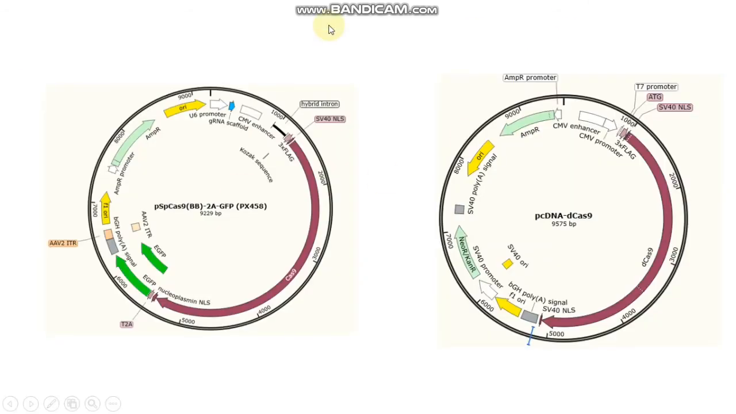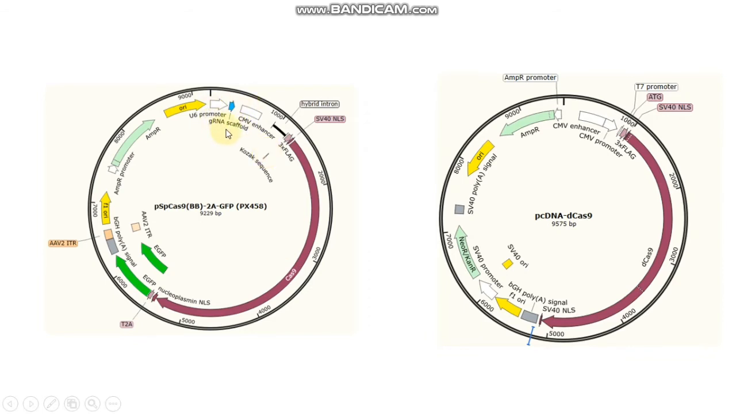So here is the plasmid that people normally design for CRISPR-Cas9 gene editing. What is inside this plasmid? It contains Cas9, that is the main Cas9 that cleaves any portion of the gene, and it also contains the guide RNA.